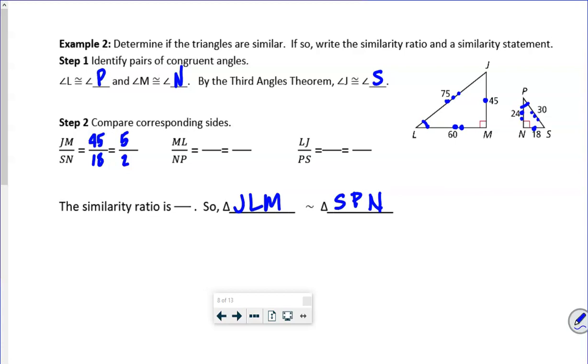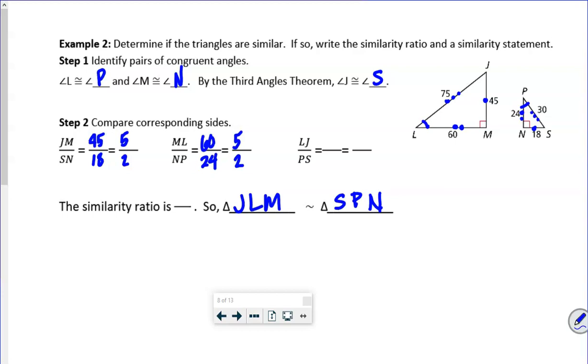Now, what should occur here, if these are actually similar, is we should get the same ratio for all of them. So ML has 2 tick marks, or 2 marks on it, so it's 60. And that should map to our NP, right, which is 24. So this time, again, 12 goes into both of those, so 5 and 2 again, right? Same ratio again, okay?